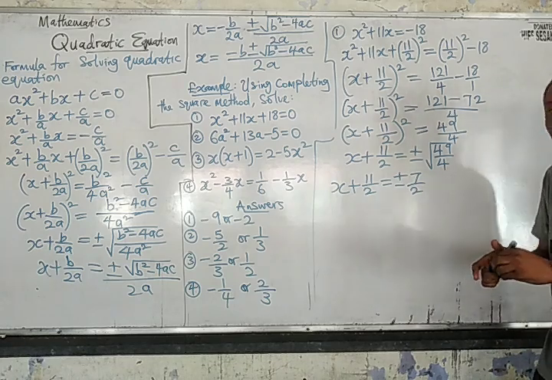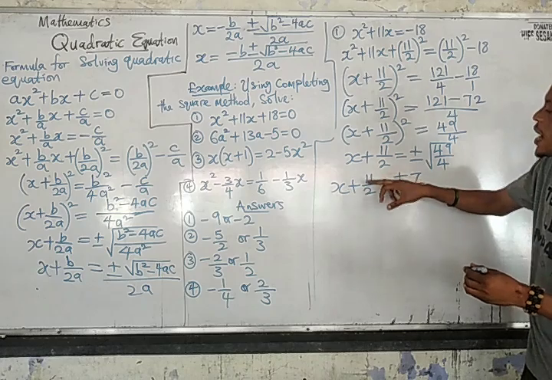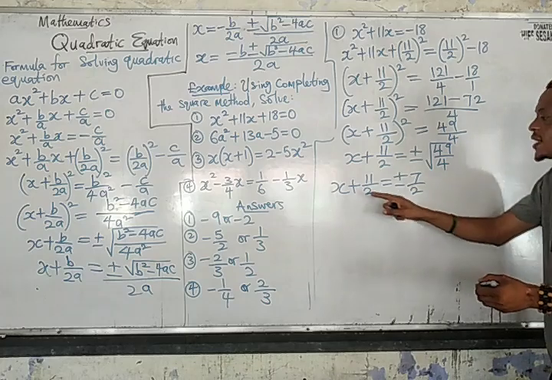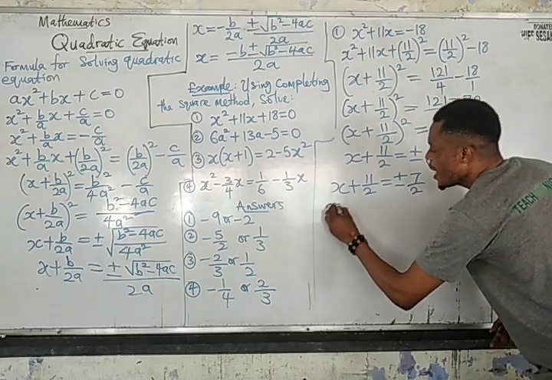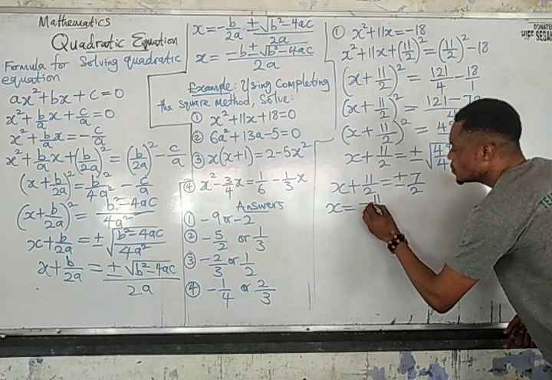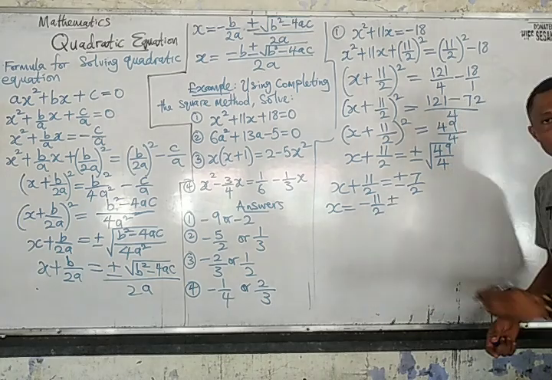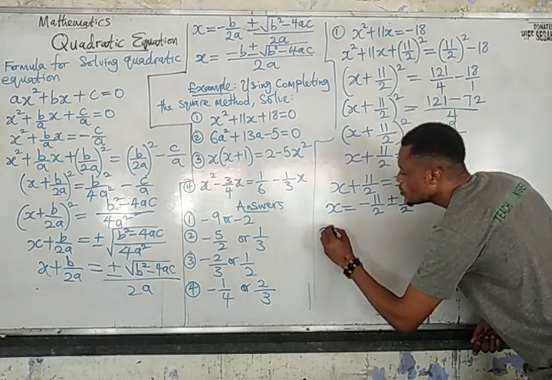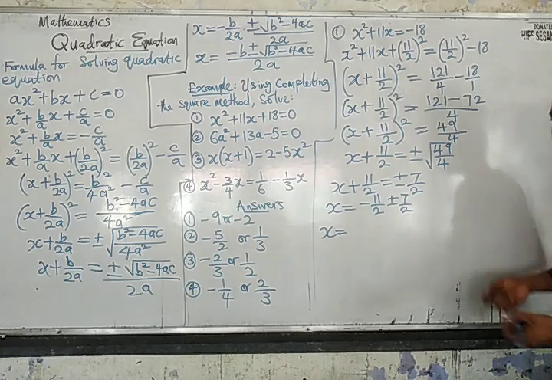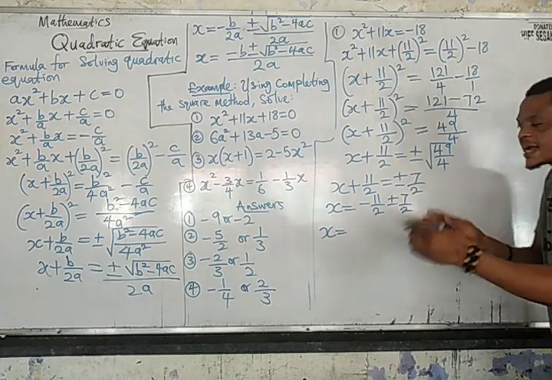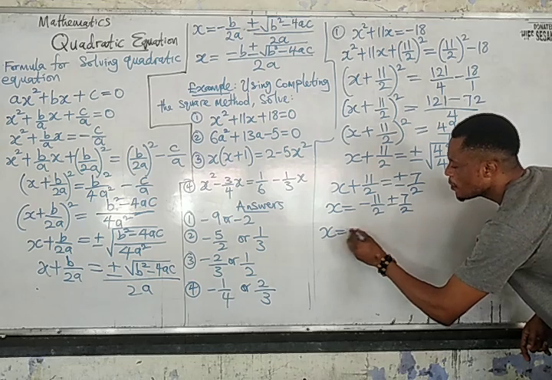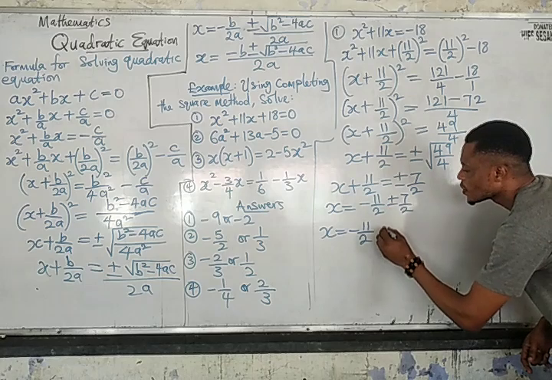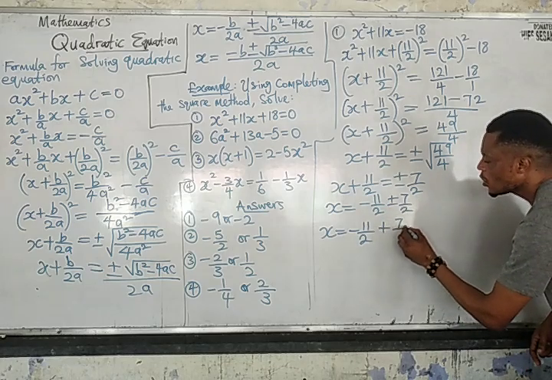So we collect the like terms by making x the subject of the formula. 11 all over 2 will move to the right side. So by the time this moves to the right side, the sign will change. So we have x to be equal to minus 11 all over 2 plus or minus 7 all over 2. So what is going to be our x? We are going to share them in such a way that they will stand separately. So this will give us minus 11 all over 2 plus 7 all over 2.